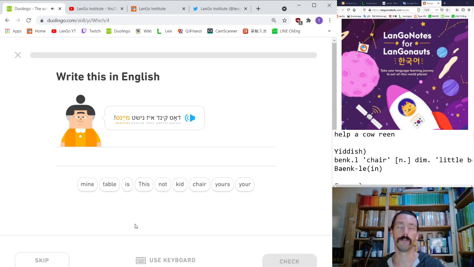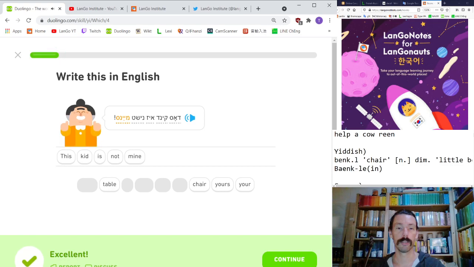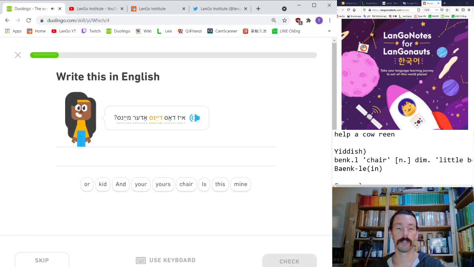Das Kind ist nicht meins. Das Kind ist nicht meins. Suffix here, Yiddish is meins. German would also say meins. Das Kind could be this, right? This kid is not mine. Ist das deins oder meins? Is this yours or mine?